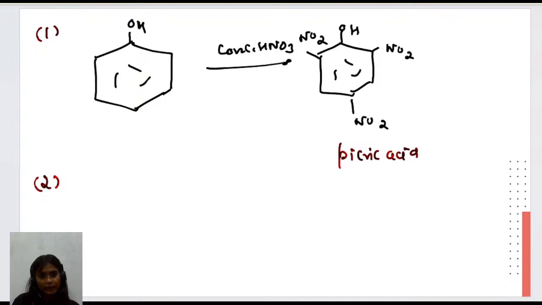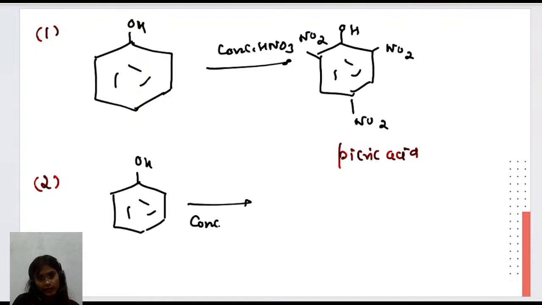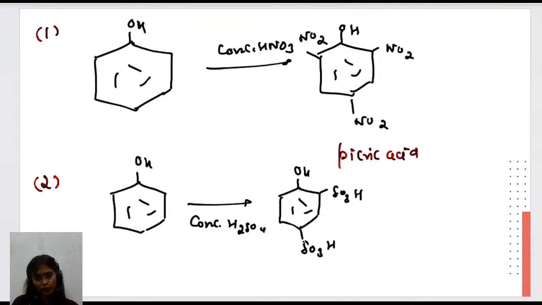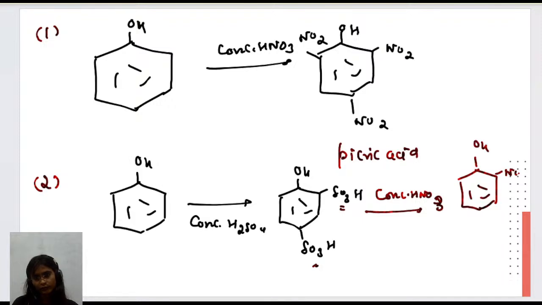Or you can follow the second method as well. What is the step in this case? First of all, you go with the phenol. The second step is sulfonation, with concentrated H2SO4. In this case, SO3H connects. I hope this point is clear: why SO3H connects at more than one position? Because again phenol is more electron rich, and we're using concentrated H2SO4, so as compared to one place, it combines at two places there. Now if I use concentrated HNO3 again, what do we get? The same picric acid. So this is method number two.